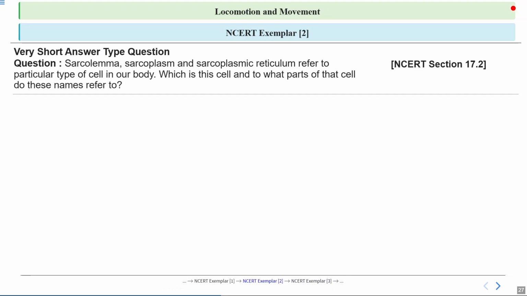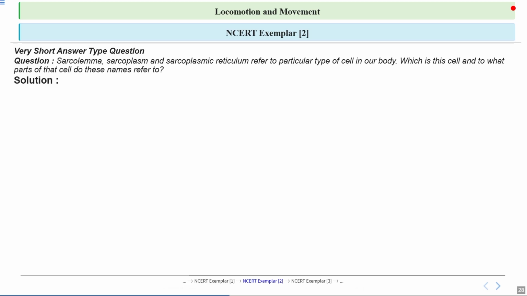Now this is question number 2, and the question is: sarcolemma, sarcoplasm and sarcoplasmic reticulum refer to a particular type of cell in our body. Which is the cell, and to what parts of the cell do these names refer? Let's see the answer in detail.